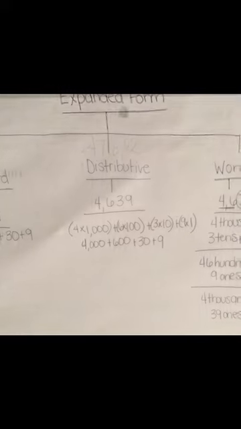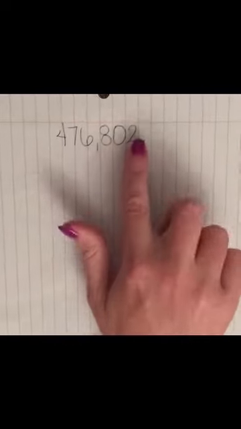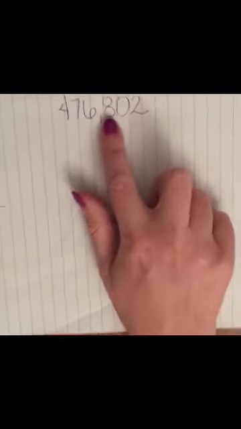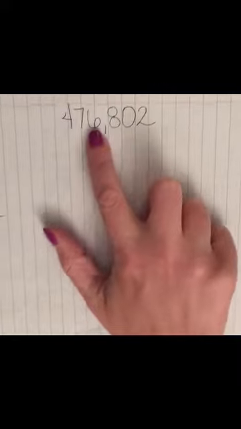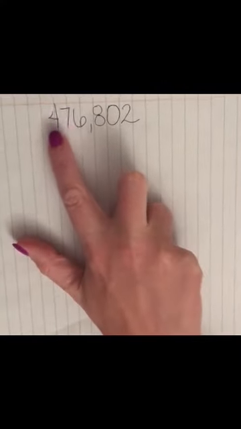ones. So now we're looking at this expanded form in more of the 4th grade standard. Whereas before we were only going into the thousands place, now we're all the way into the ones, tens, hundreds, thousands, 10,000s, 100,000s. Students are expected to know up to 1 million for FSA.